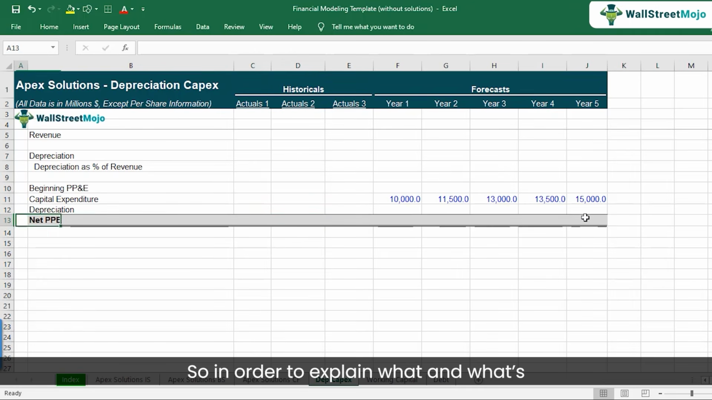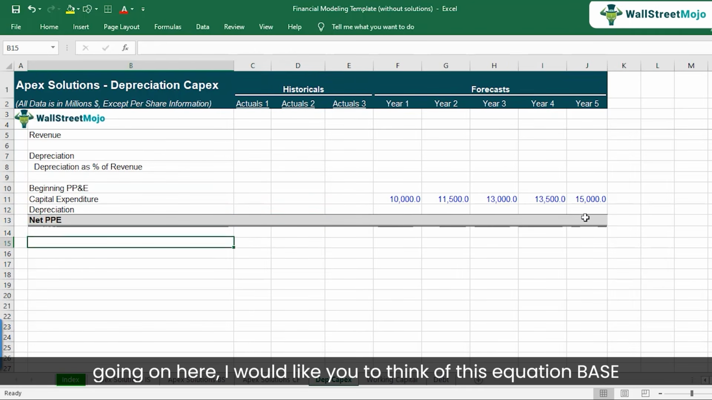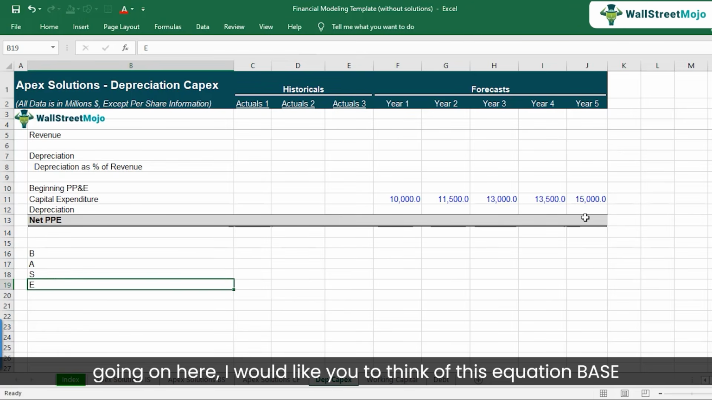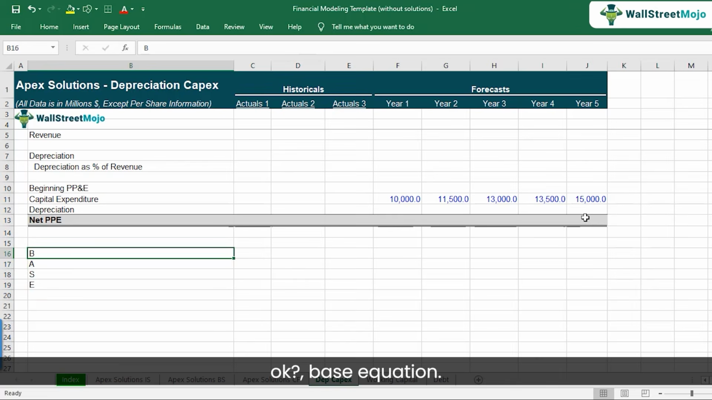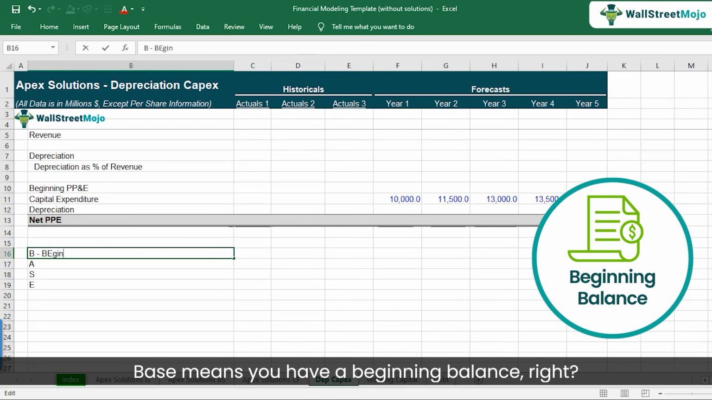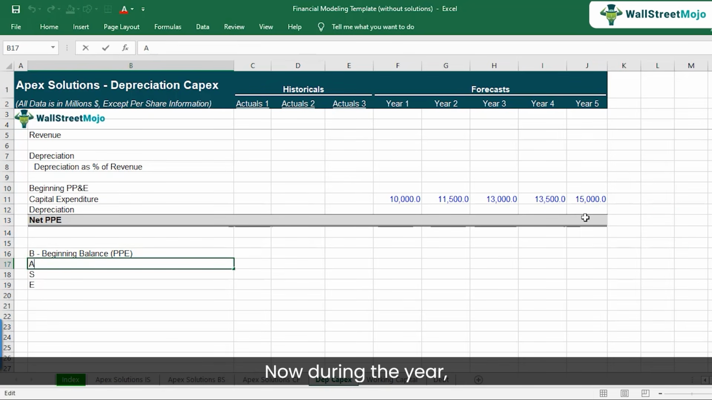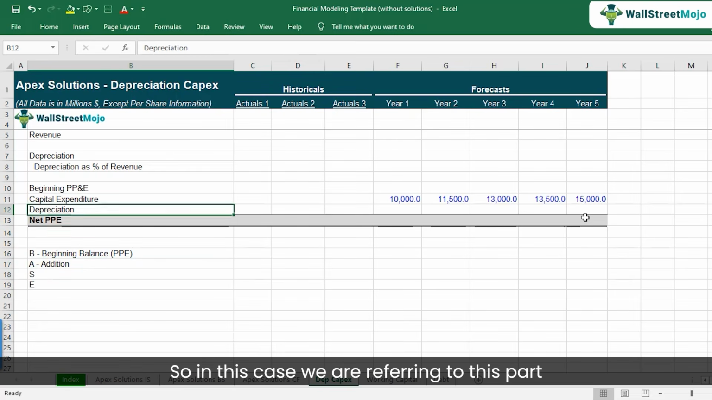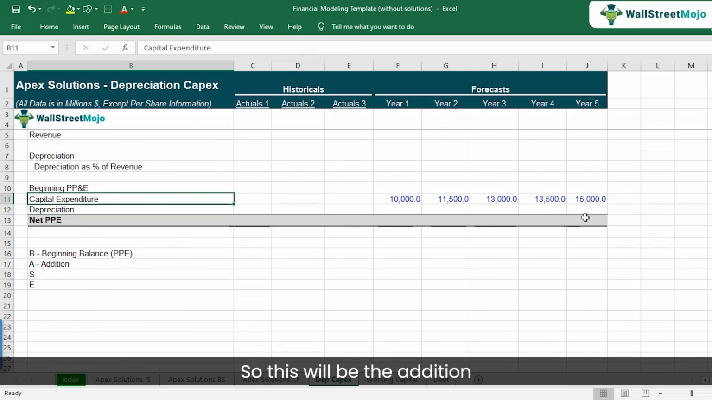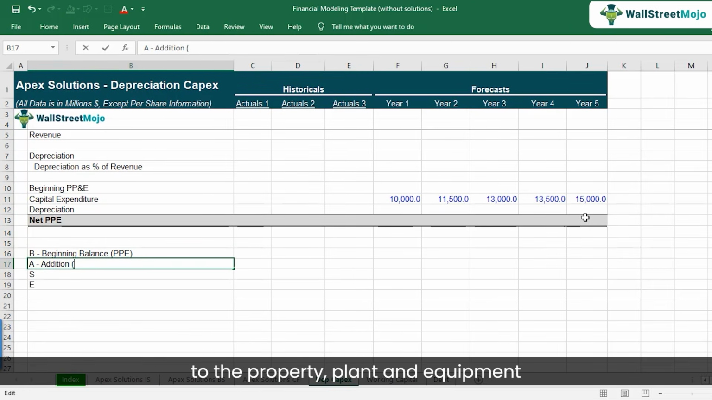In order to explain what's going on here, I would like you to think of this equation: B A S E, the base equation. Base means you have a beginning balance, in this case the beginning balance of property, plant, and equipment. During the year, if you're purchasing any property, plant, and equipment, that will be A, that is addition. Here we are referring to this as capital expenditure. This is the addition to the property, plant, and equipment which you already own at the start of the year, so we call this capex.